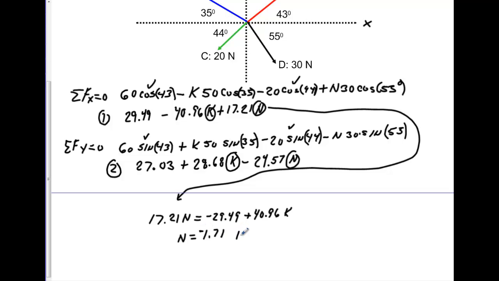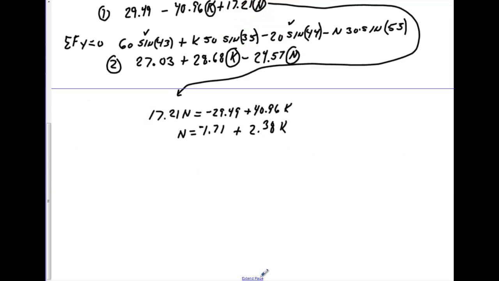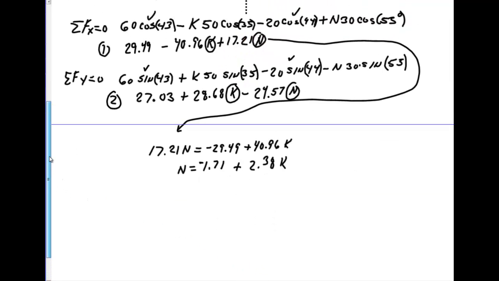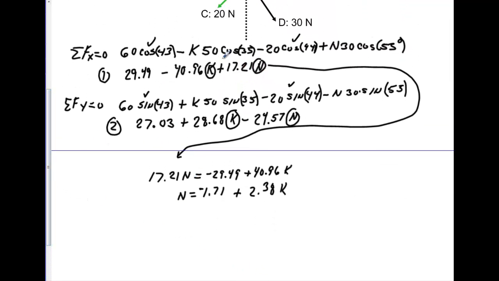We come over here, 40.96 divided by 17.21 gives me 2.38k. Again, scroll down a little bit more, and now what you want to do is substitute that back in. Now you cannot substitute it back into this equation because that's what you used to solve for n in this case. We're going to substitute it back into this one.